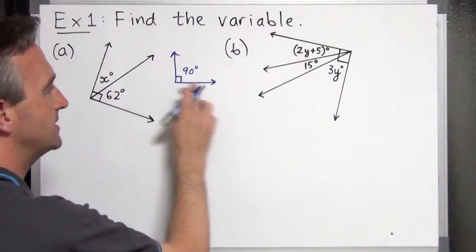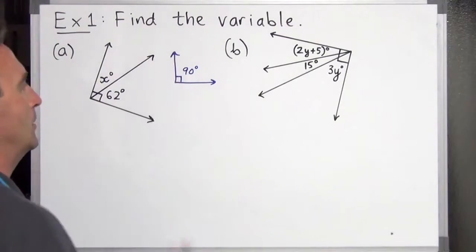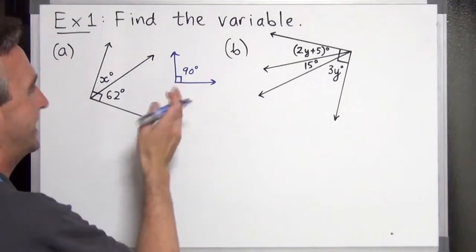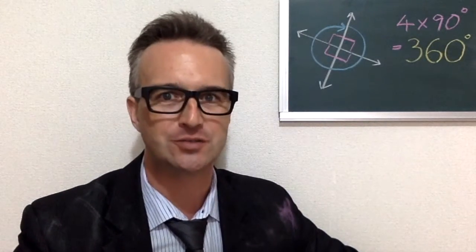We can also say that this ray and this ray are perpendicular. So that is a right angle. And one full revolution can be made from 4 right angles. 4 times 90 is 360.